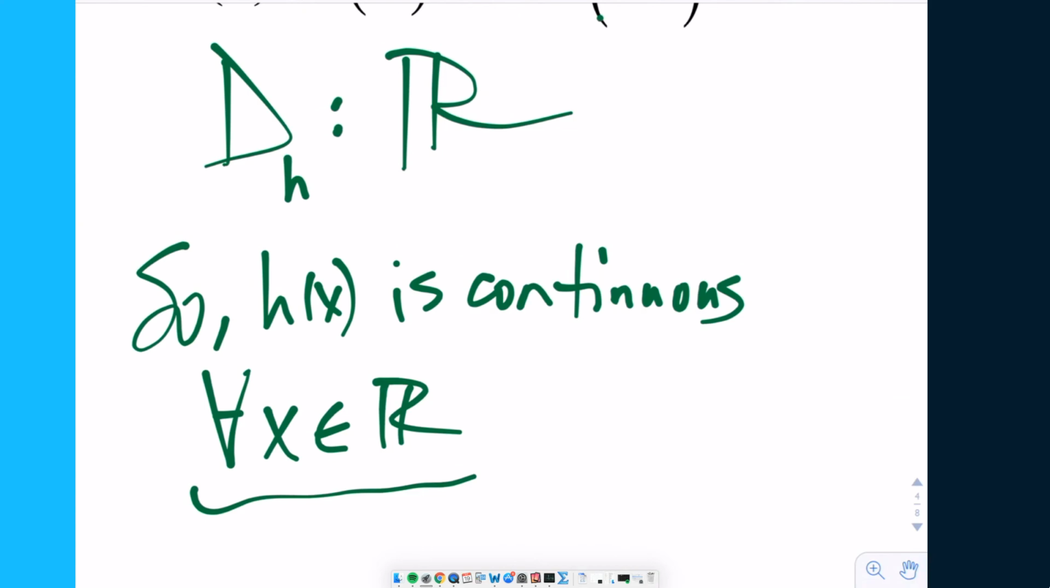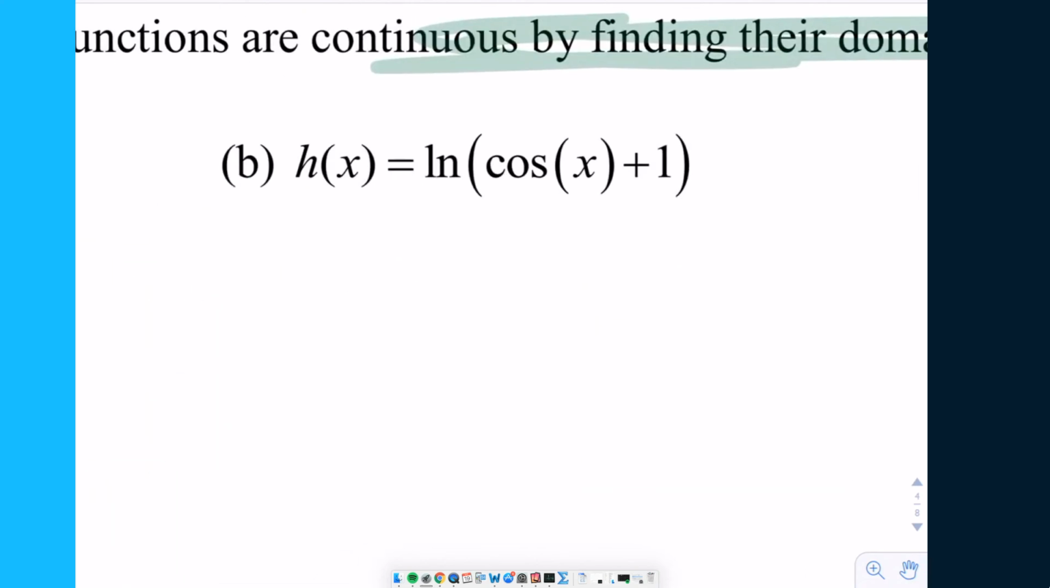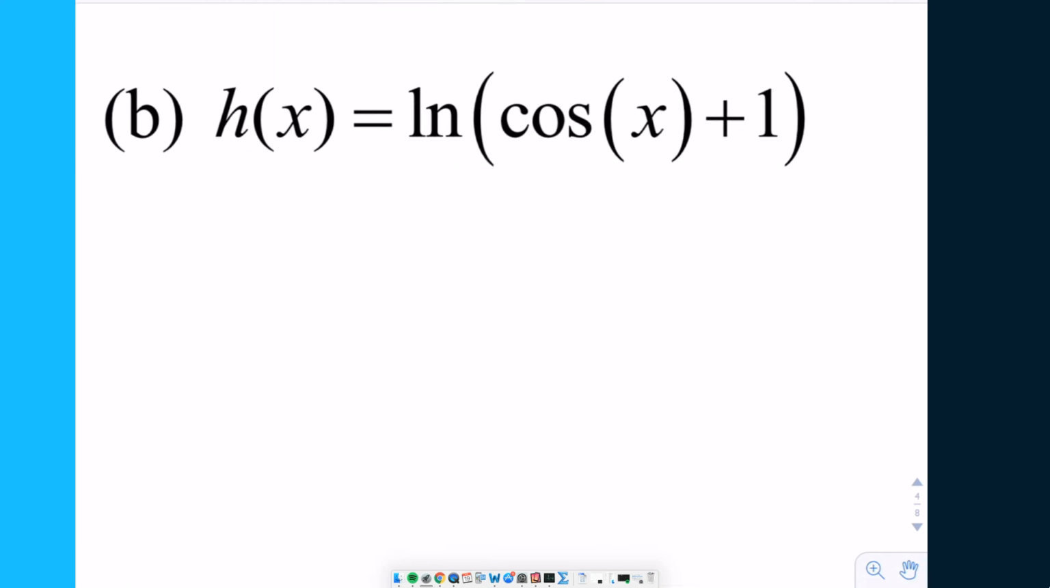Okay, so the next one. Take 1 minute, size it up, chew on it yourself, and I'll meet you back here in a minute and we'll talk about it and see if you can get it. For what values of x is this function continuous?